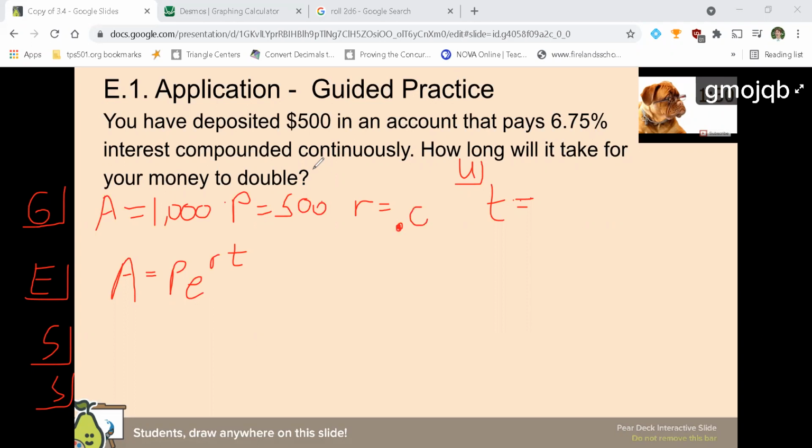So 0.0675. T is our unknown. We're going to leave T as T. That's what you're solving for. So now you need to substitute these three numbers into this equation and solve it for t.